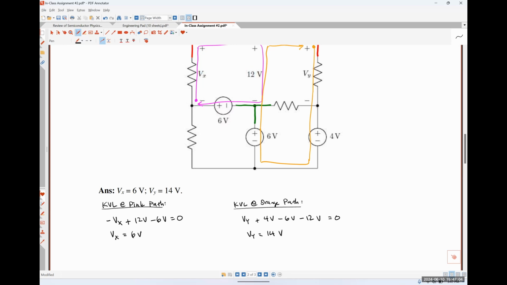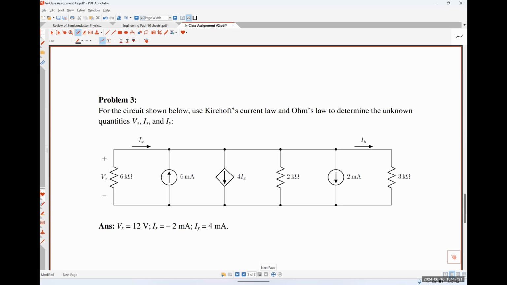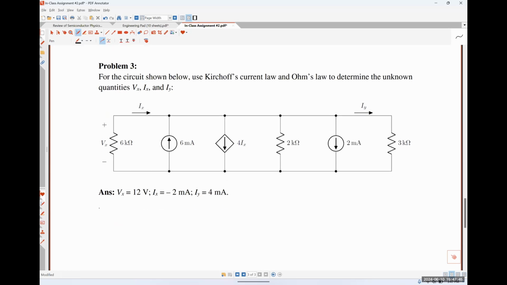So when we're applying Kirchhoff's voltage law to find an unknown voltage, like we did in both of these examples, we want to make sure that the path we choose contains an appropriate amount of information that actually is beneficial to us. All right, for the last problem here, this one is going to take a couple of minutes, so I hope you guys will indulge me. Class is going to run maybe 3 minutes long, but it'll be okay. So we are specifically asked to use Kirchhoff's current law and Ohm's law to determine the unknown quantities, okay? So we're going to start with a KCL equation.